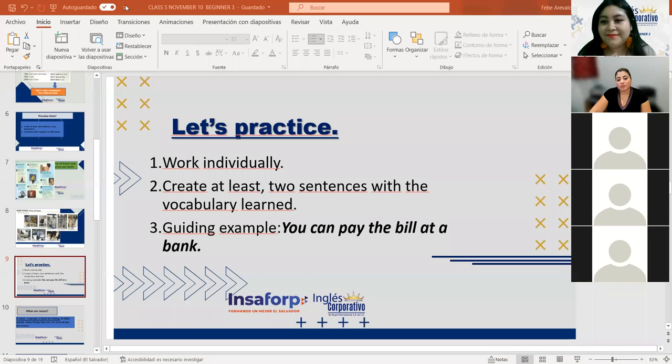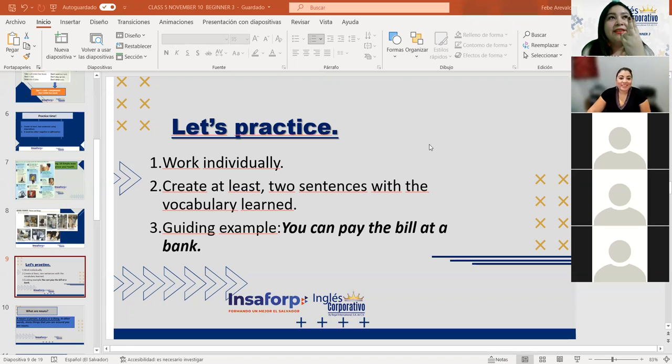Excellent, very good. Okay, lady, tell me your sentences. You can send a letter at a post office. We can buy a department store clothes for everyone. She can buy eye drops at a drugstore. Very good, very good. And the last, you can search a scary book at a bookstore. Scary book. Okay, excellent.